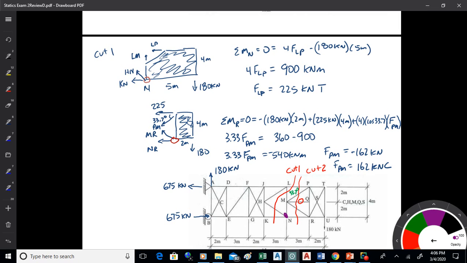So then I get LP is 225. Once I've got that, I can go ahead and do that vertical cut number 2, and then I've got 3 unknowns, 2 of them intersect at R, so I can take a moment about R. And then solve for the one I want, which is PM. Okay. Like that.